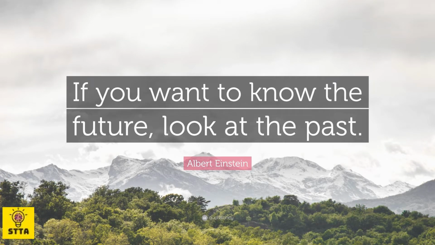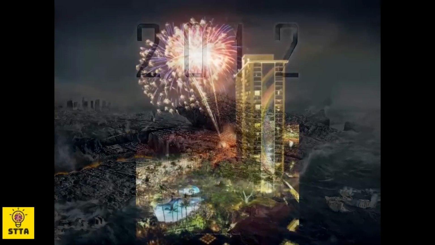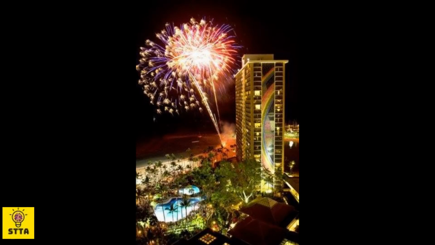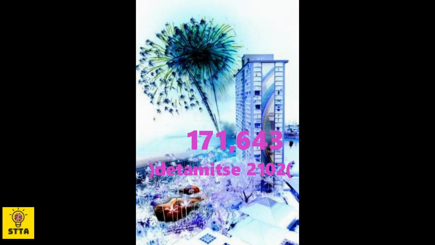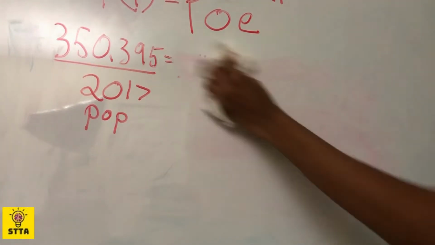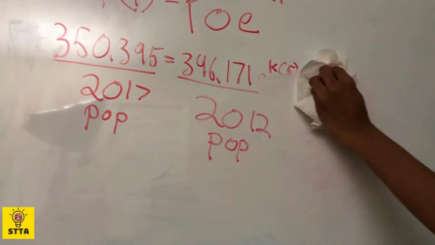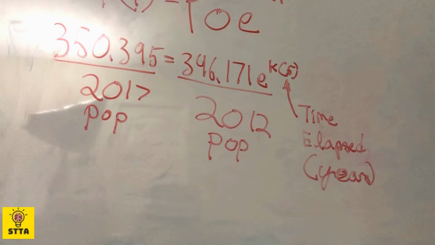However, in order to determine the future population, we must first look at the past population to determine the growth rate, or k value. For instance, let's rewind to the year 2012, when the population of Honolulu was 346,171, according to World Population Review. By setting the 2012 population as our initial population and the 2017 population as our final population, and having the time set to 5 years, we can determine the growth rate of Honolulu.